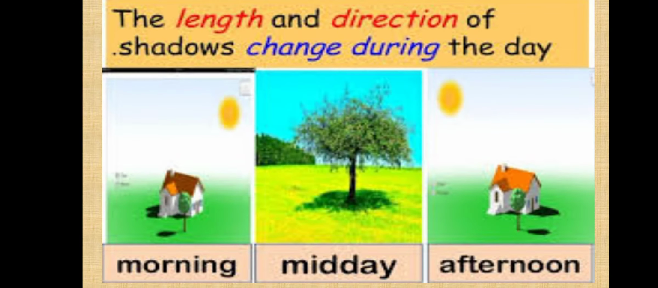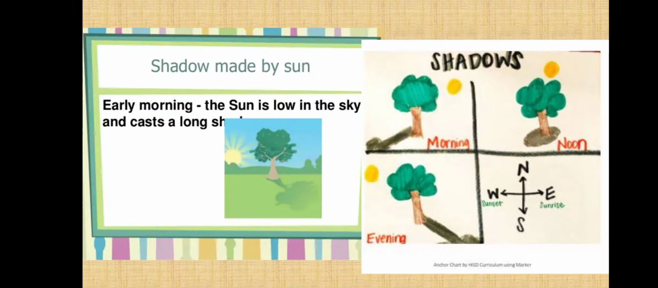And today we are going to learn about the length and direction of the shadow. The length and direction of shadows change during the day. In the morning, during the daytime, afternoon, and in the evening, the length of the shadow changes. Now, in the morning, the sun is low in the sky and it casts a long shadow. So, in the morning, the shadow is long.